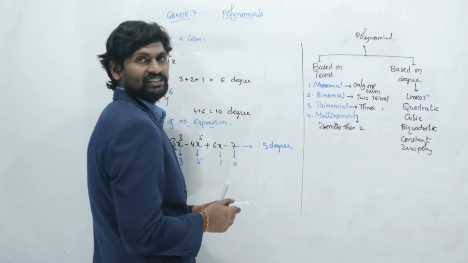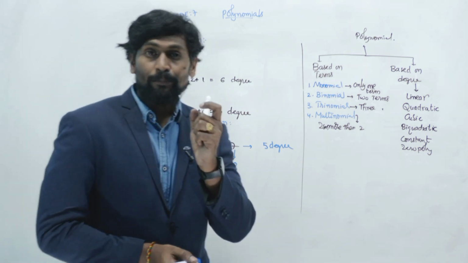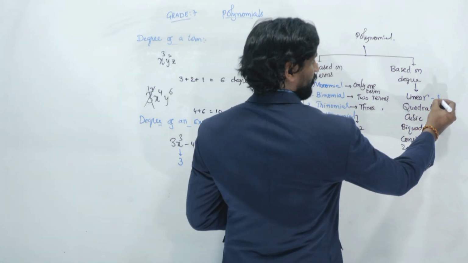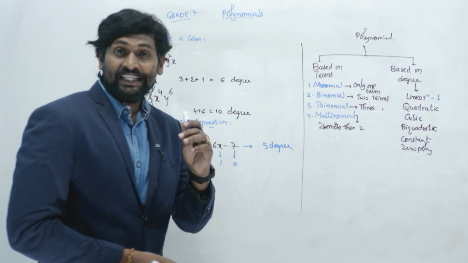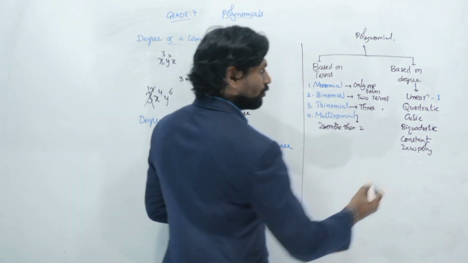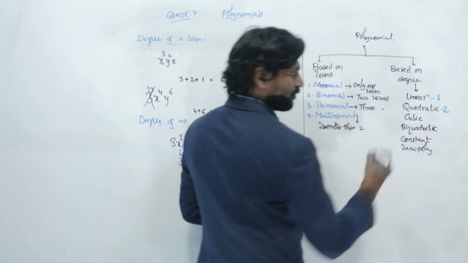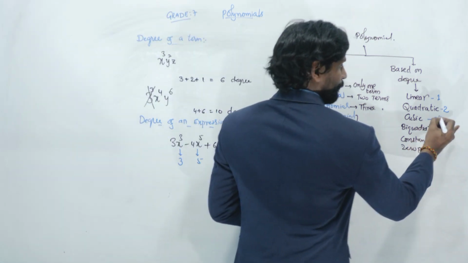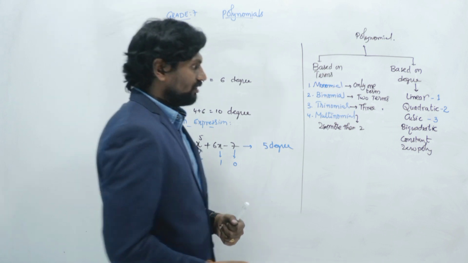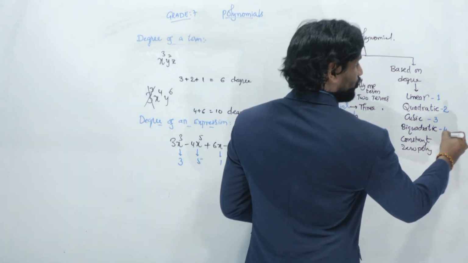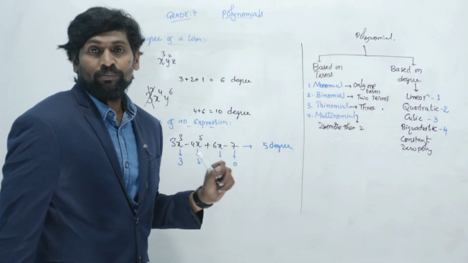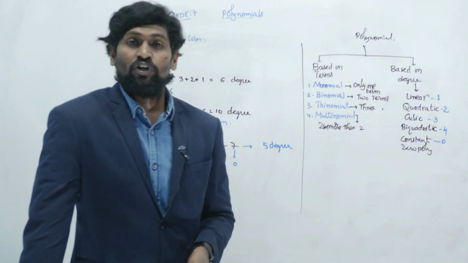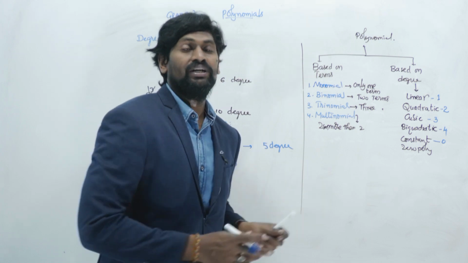Linear polynomial is nothing but a polynomial whose degree must be 1. A polynomial of degree 1 is called a linear polynomial. A degree 2 polynomial is called a quadratic polynomial. A degree 3 polynomial is called a cubic polynomial. Degree 4 is called biquadratic. Constant polynomial means degree 0. A constant polynomial contains only numbers.